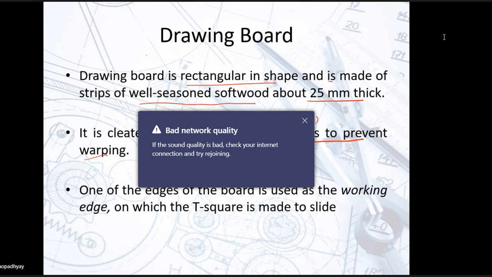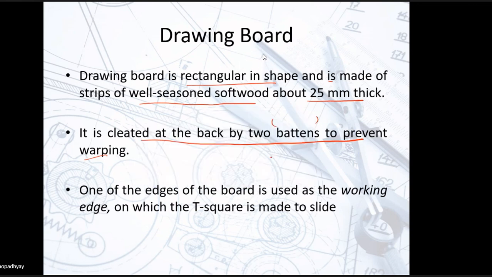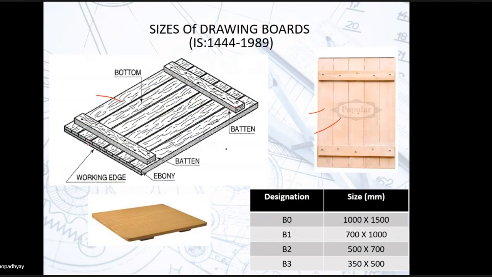So these are your strips of well-seasoned softwood. And these are battens, right? They prevent the board from warping. Now this side is your working edge, and this working edge is made of paper.